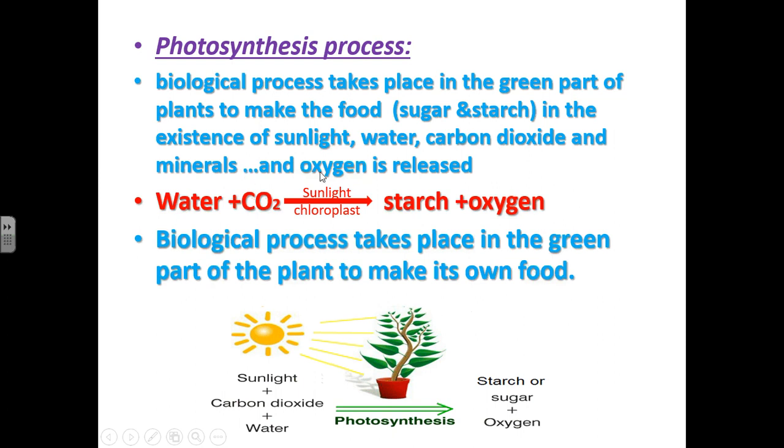During this process, oxygen is released. So, the photosynthesis process gives us what? Starch and oxygen. Plants use water and carbon dioxide in the presence of sunlight inside the chloroplast. Do you remember the chloroplast that exists in the plant cells? Yes, excellent. That makes starch and releases oxygen, and starch is the food of the plant.